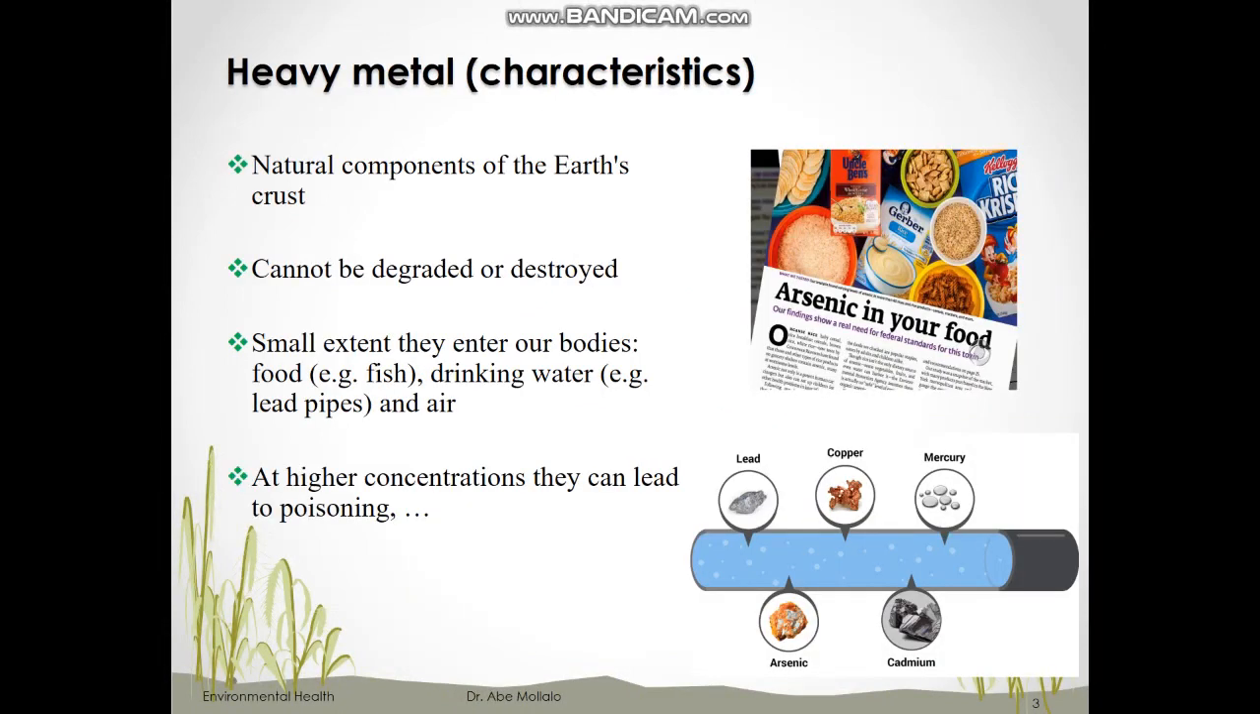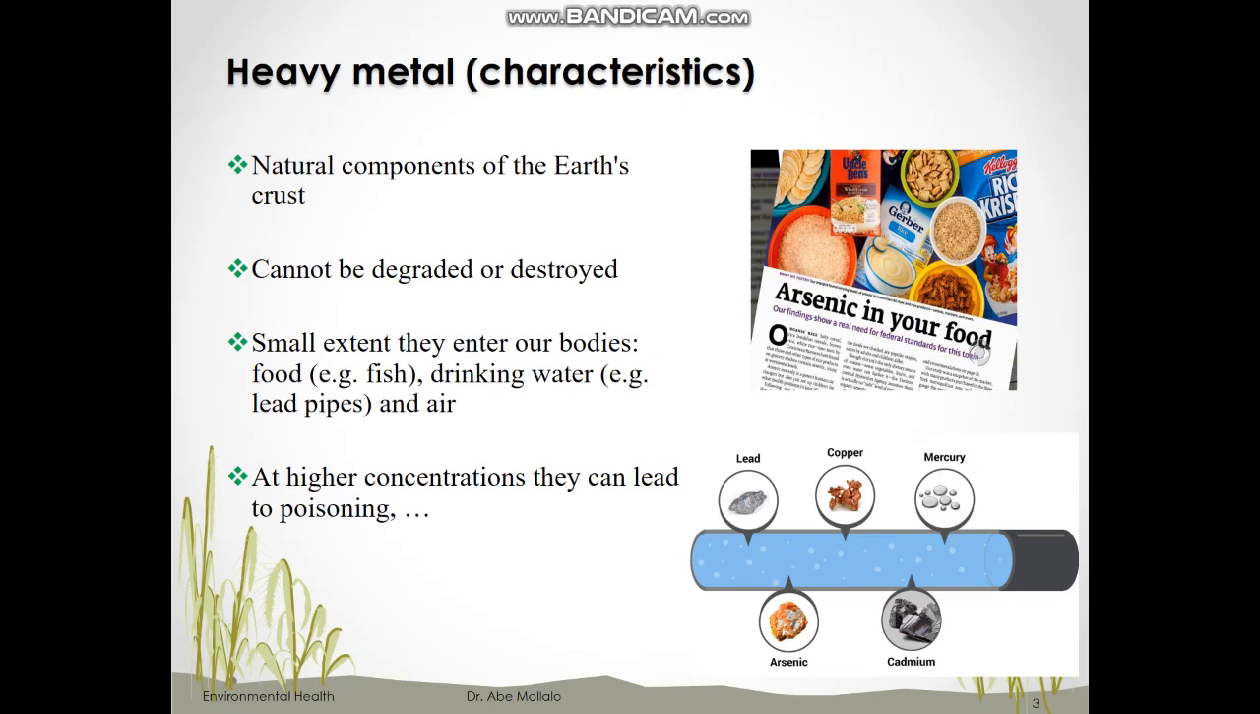Some of the main characteristics of heavy metals are: heavy metals can be naturally found in Earth's crust and cannot be degraded or destroyed. To a small extent, they can enter our bodies through food, like when you eat a specific fish, mercury may enter our body. They can also enter our body through drinking water, like from old pipelines that are made of lead. They can leach into our drinking water.